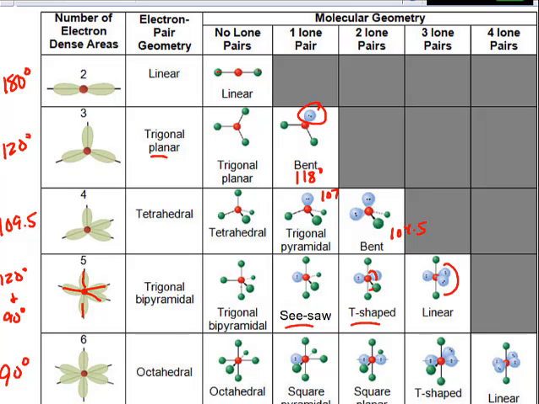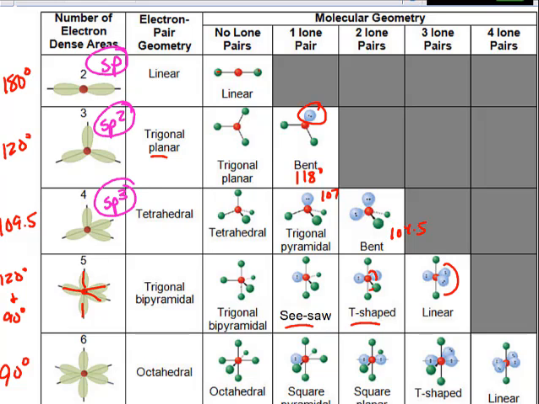For your hybridizations, these are going to be sp. These have 3 orbitals, so that's sp2, and tetrahedral is going to be sp3. The AP test won't ask about expanded octet hybridization, so you just need to know sp, sp2, and sp3.